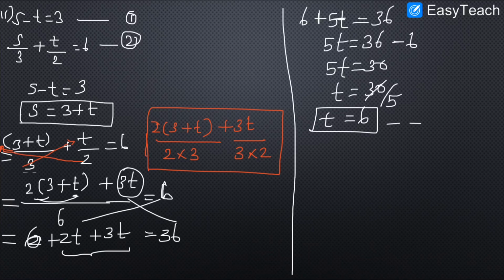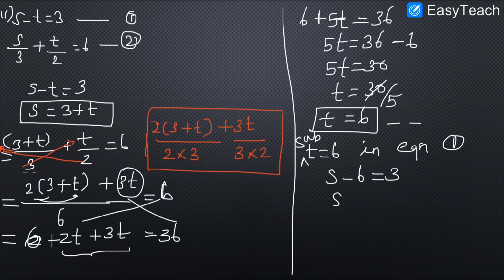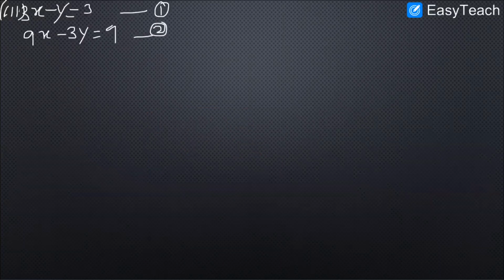So next, let's substitute the t value in the first equation. The first equation is very simple. So we get s minus t, which is 6, equals 3. So s equals 3 plus 6, which gives me 9.